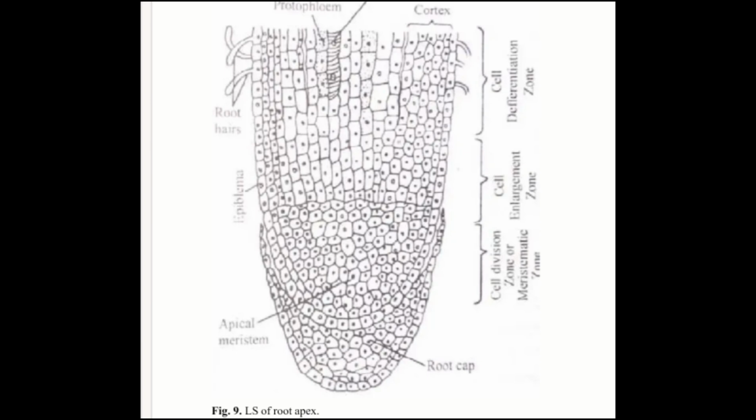So this theory is applicable only to the vascular cryptogams. Only a group of initial cells has been observed in the root apical meristem of angiosperms.